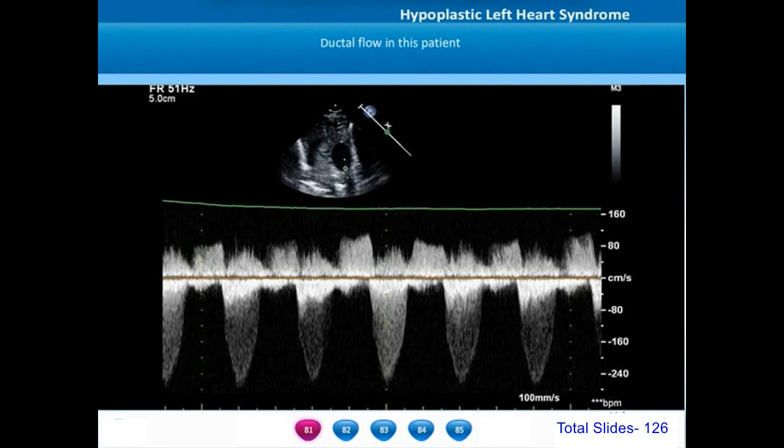As we discussed earlier, the high gradient is not just due to obstruction alone, it is due to the entire cardiac output going through the ductus arteriosus into the descending thoracic aorta.